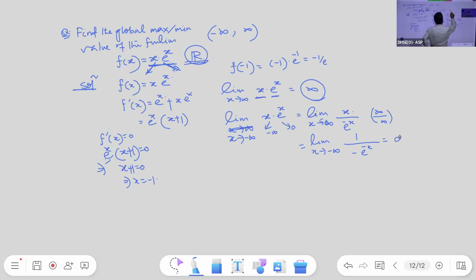So the minimum value is minus 1 upon e, and the maximum value doesn't exist. So the global minimum is minus 1 upon e. Global maximum doesn't exist.